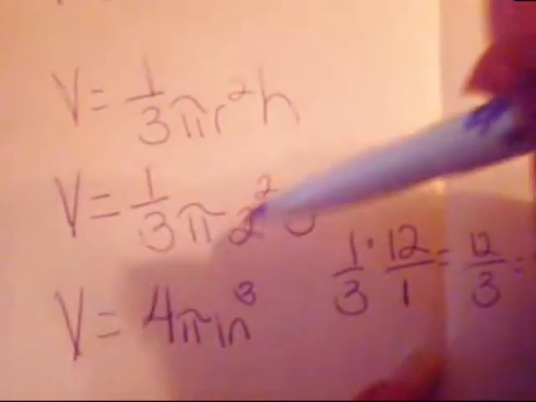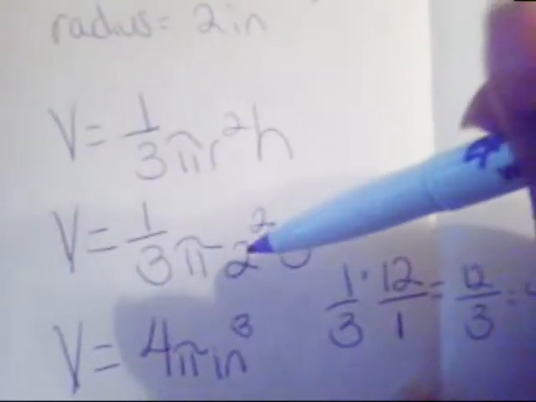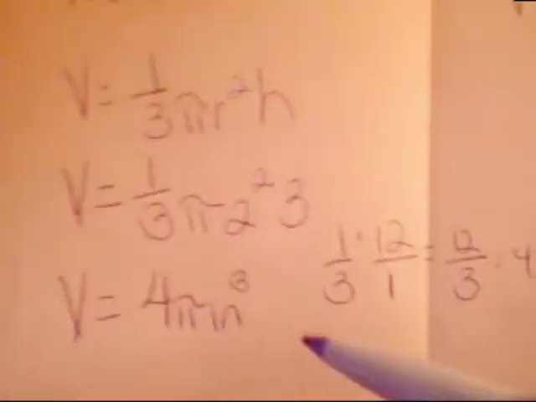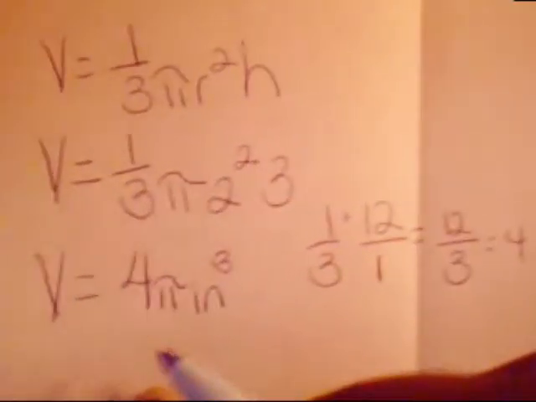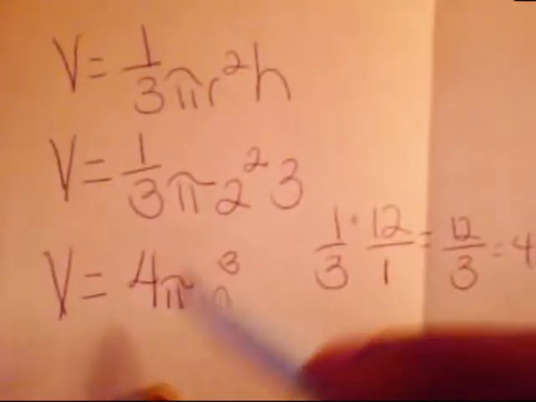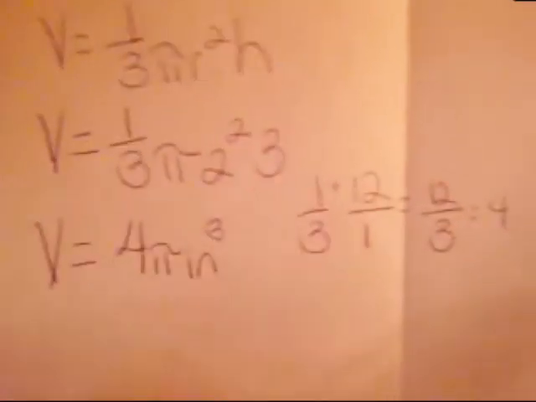So this time, guys, 2 squared is 4, and then 4 times 3 is 12. Right here, I'm trying to find 1/3 of 12. So I just multiplied across: 1 times 12 is 12, and 3 times 1 is 3, and 12 divided by 3 is 4. The short and long of it is, if you do your exponents, then your multiplication, and then your division, just like in order of operations, you should get something close to a whole number. So look at my answer: 4 pi inches cubed, because whenever we find volume, it is always raised to the 3rd power.